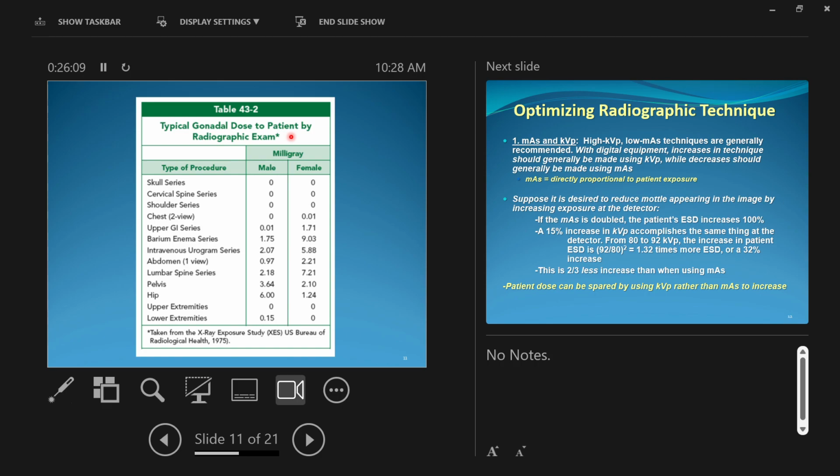Why do we care about exposure to the gonads? Birth defects. Yeah, what makes the gonads at risk for radiation exposure? They're the most sensitive, right? Because those tissues are, to use the technical terms, less differentiated and highly mitotic, right? Those cells divide frequently, and they are not specialized cells yet, okay? That makes them more radiosensitive.